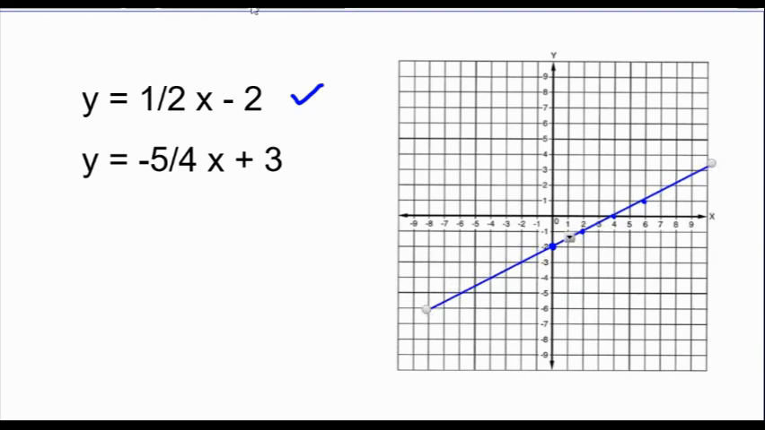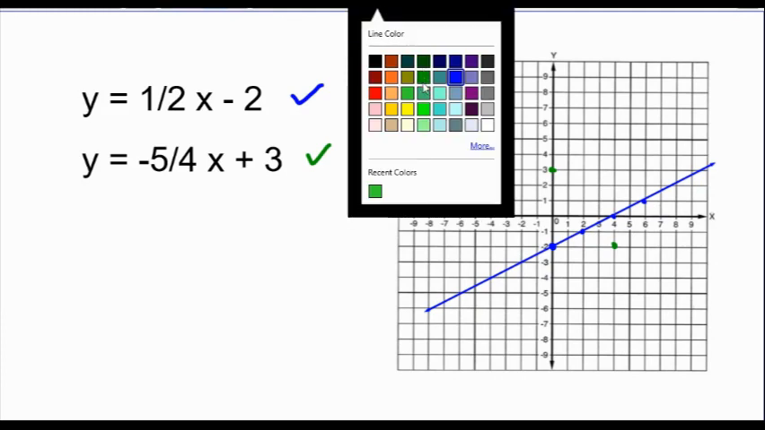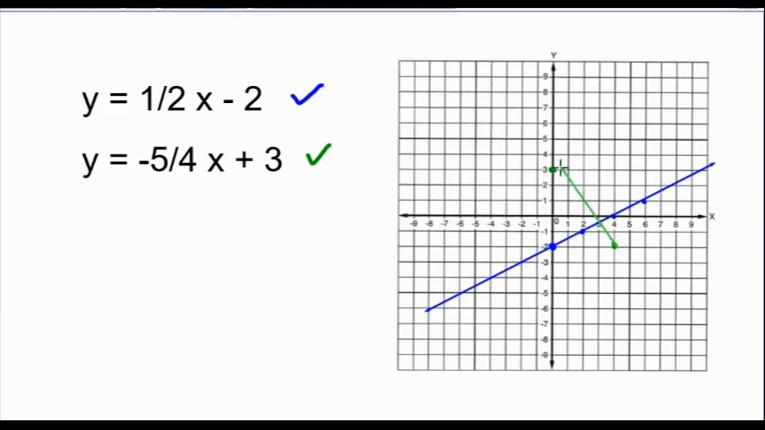Okay, and now I'll do the other one in green. I'm going to start at positive 3 and down 5 over 4. 1, 2, 3, 4, 5. 1, 2, 3, 4. Let's do a line here. Okay. And once again, let's keep in mind that our goal down the road is to find that point of intersection where they cross. But for now, we're just going to draw these.